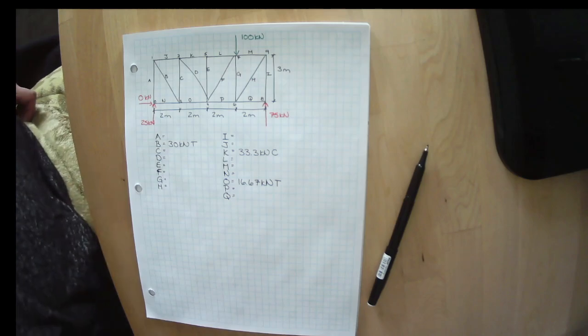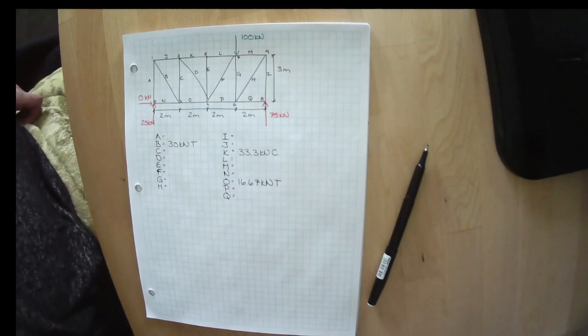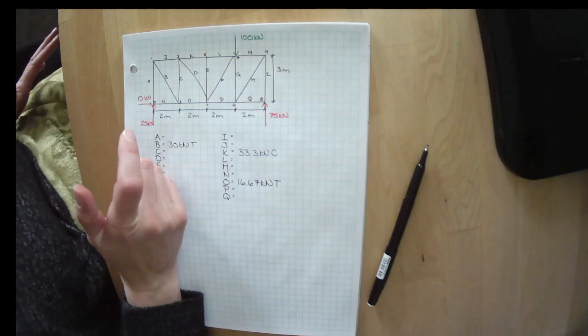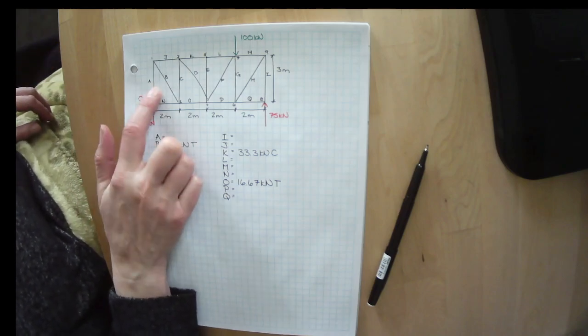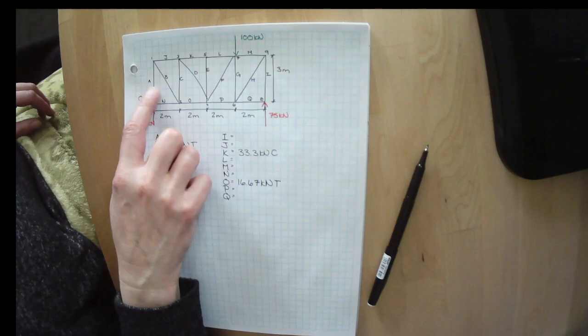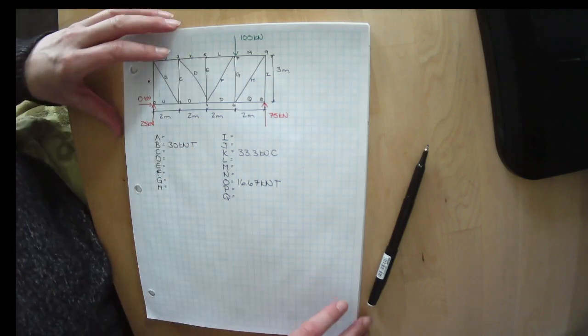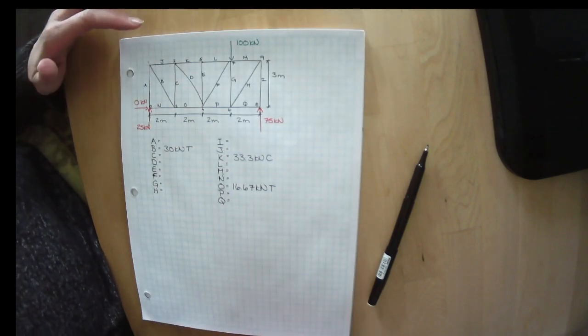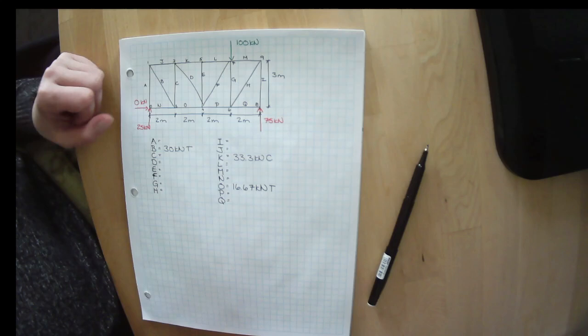Method of joints is when we make a cut about a node. But really, it is just method of sections. It's a smaller method of sections. It's just that we're taking a much smaller section. So you could call this lecture method of sections and joints in one lecture.